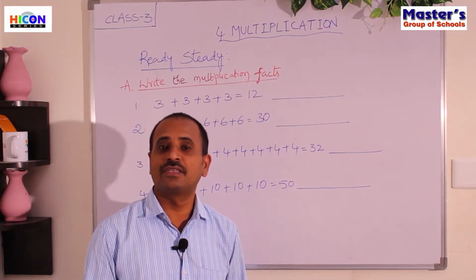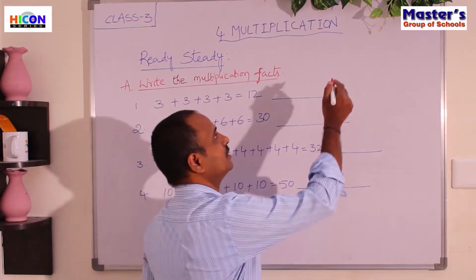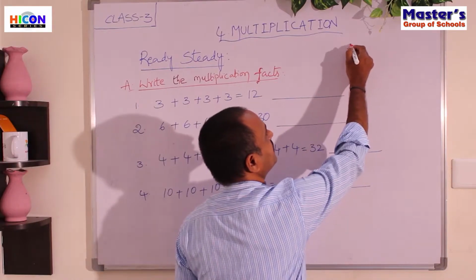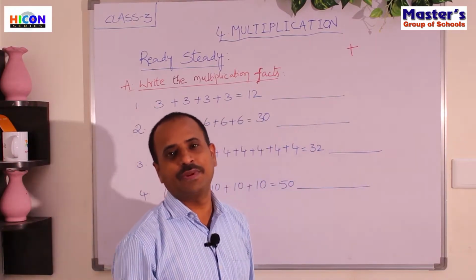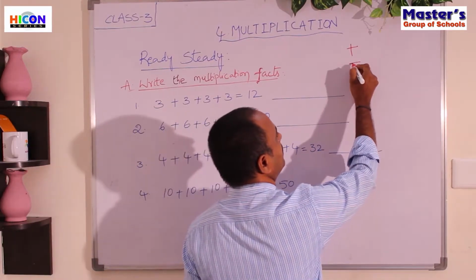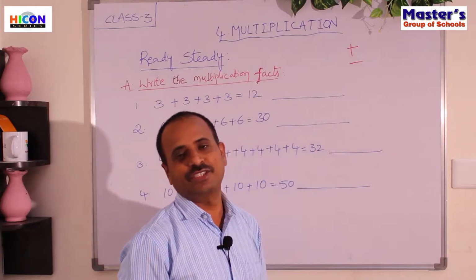Already we have discussed the symbol for addition. So what is the symbol for addition? The symbol for addition is plus. And what is the symbol for subtraction? Minus. This symbol is called minus and this is the symbol for subtraction.